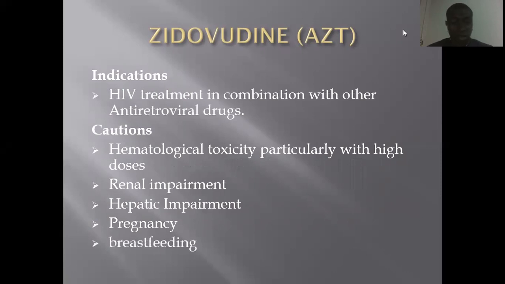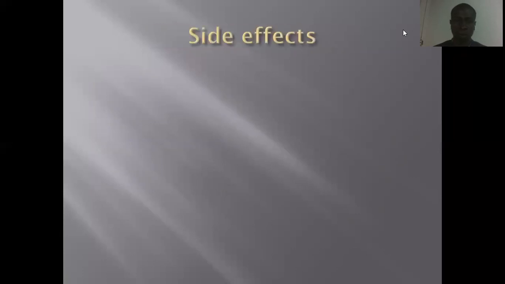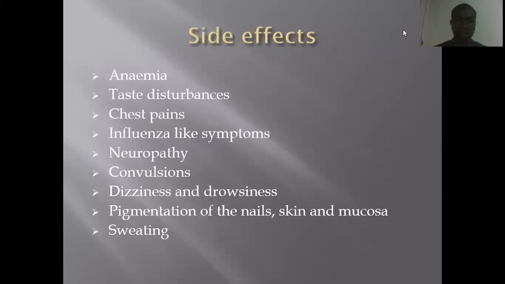Zidovudine. Indication: combination with other antiretroviral drugs. Caution: hematological toxicity, particularly at high dose, renal impairment, hepatic impairment, pregnancy, and also breastfeeding. Side effects: anemia, chest pain, influenza-like symptoms, neuropathy, convulsions, dizziness, drowsiness. Also there's pigmentation of the nails, myopathy, sweating. There's also cellulitis.